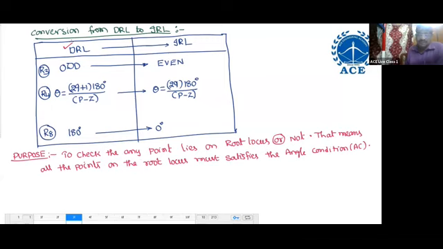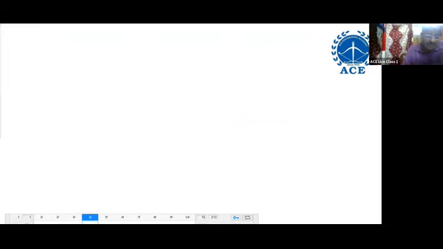So the angle condition we can use to check whether the point lies on the root locus or not. What is the angle condition? Odd multiples of plus or minus 180 degrees. Note down one problem.